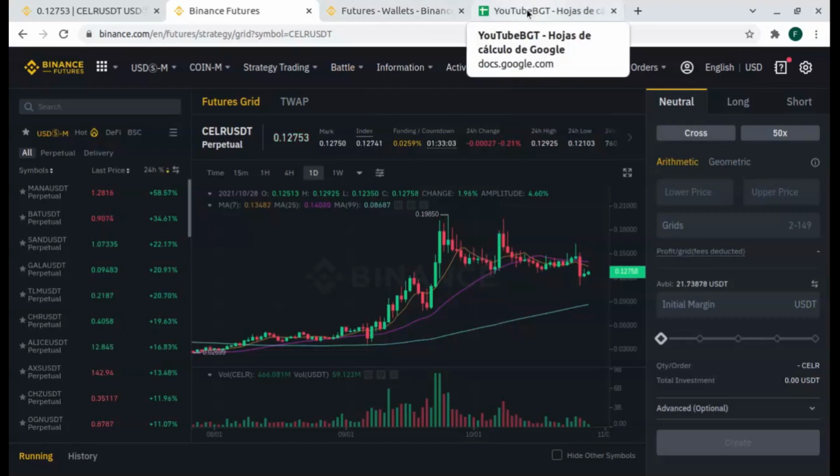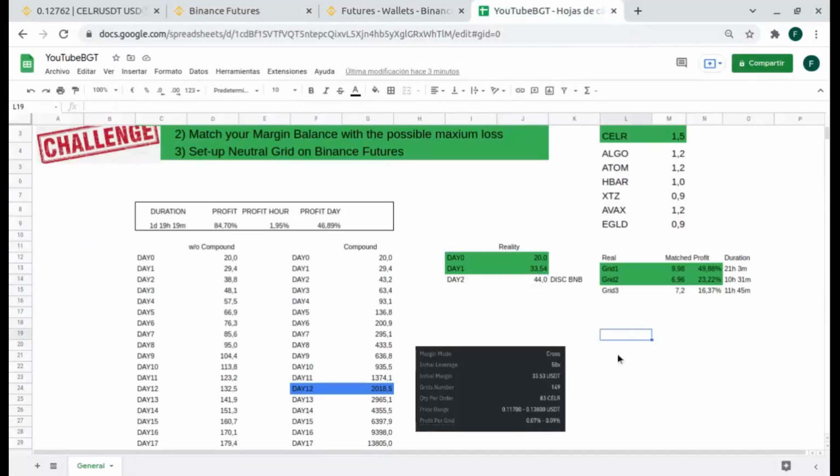So thank you very much. Again, this is a very risky operation. It is not any recommendation. This is not financial advice. This is just for entertainment. 84.7% is the total profit so far.